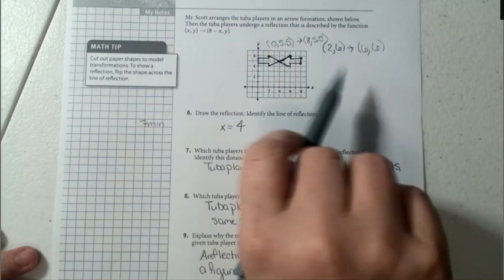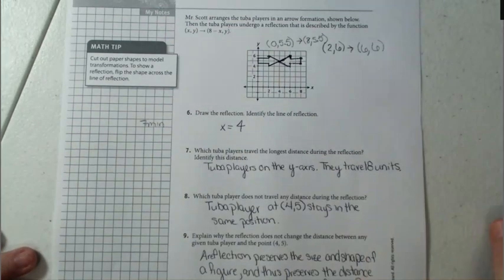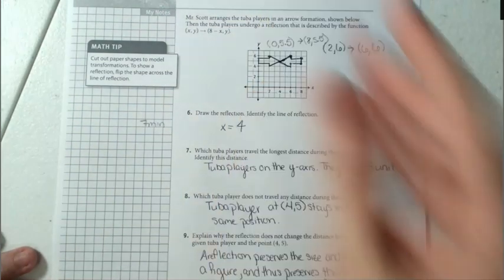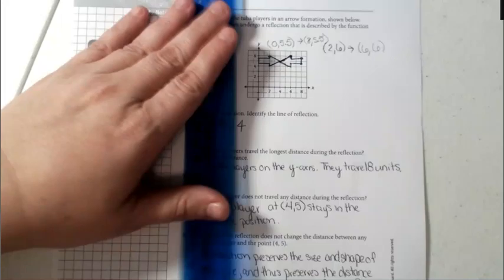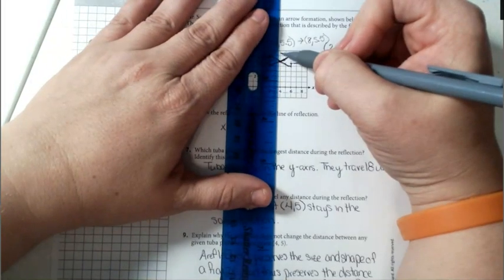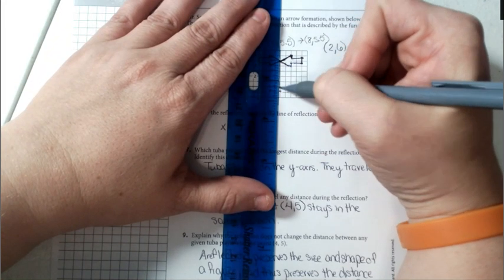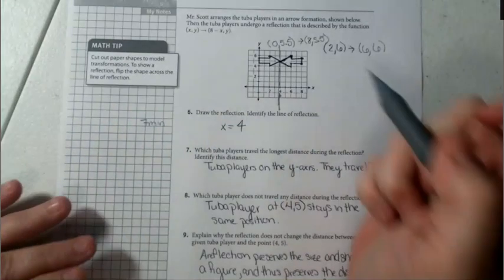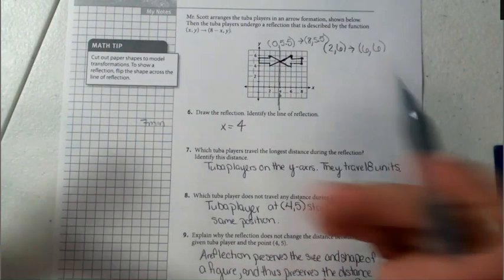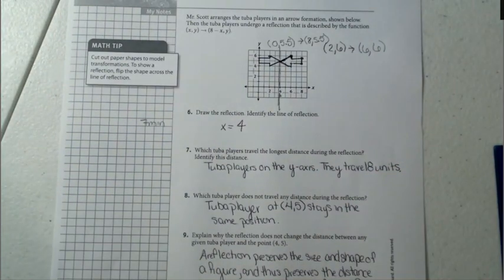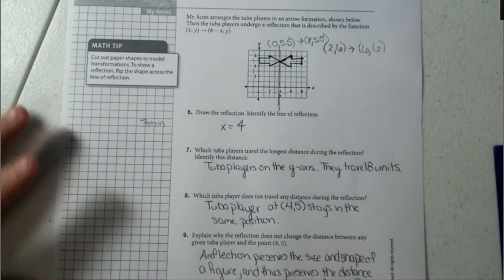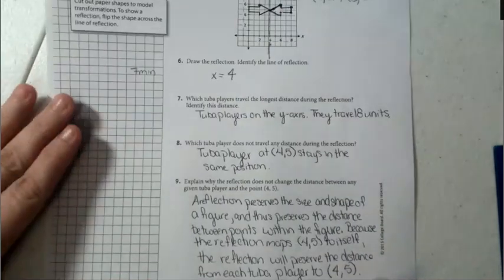So you'll notice I have reflected, and my picture could basically fold along this line right here. I'm going to kind of dot this out for us to see. And that line right there is x equals 4. It then asked, which player travels the longest distance?